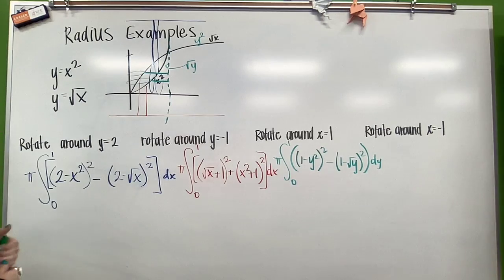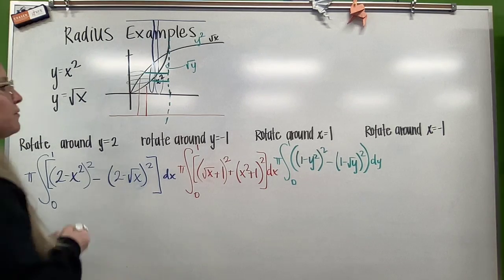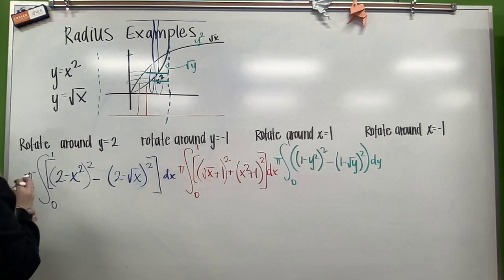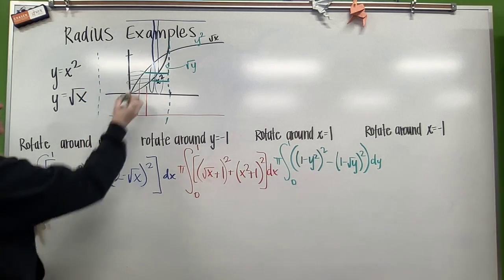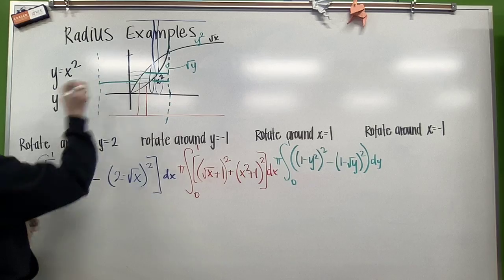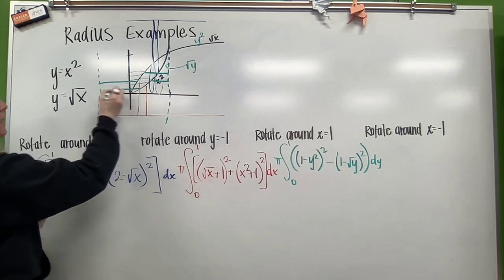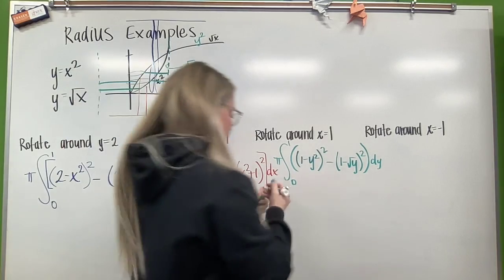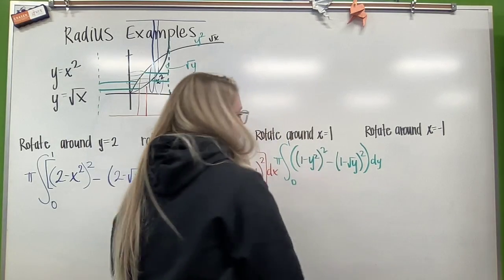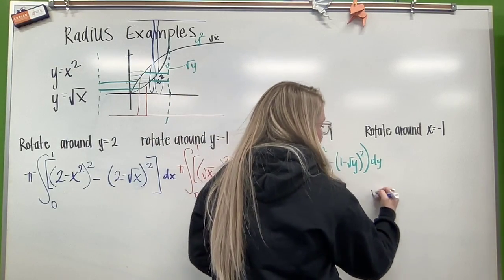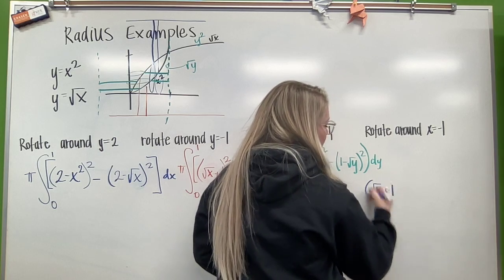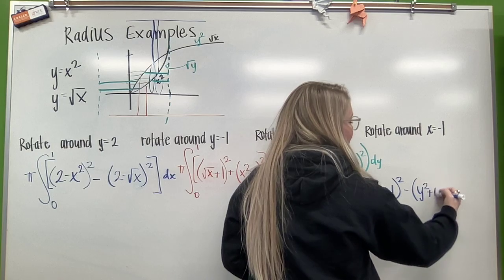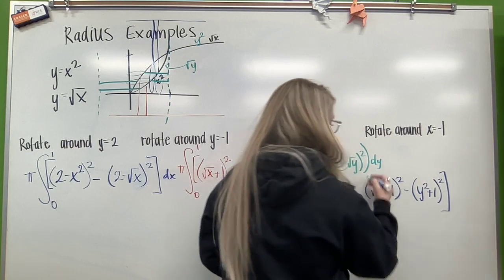All right. So we got one more. What happens if we rotate around x equals -1? All we're doing here is adding distance to our radius. So there's our inside, and here's our outside. So the outside is our square root of y, and we're going to add 1 to that. And then our inside is y squared, and we're going to add 1 to that.